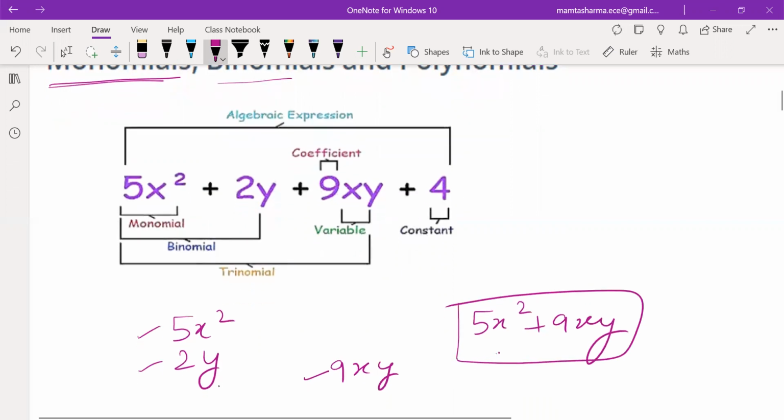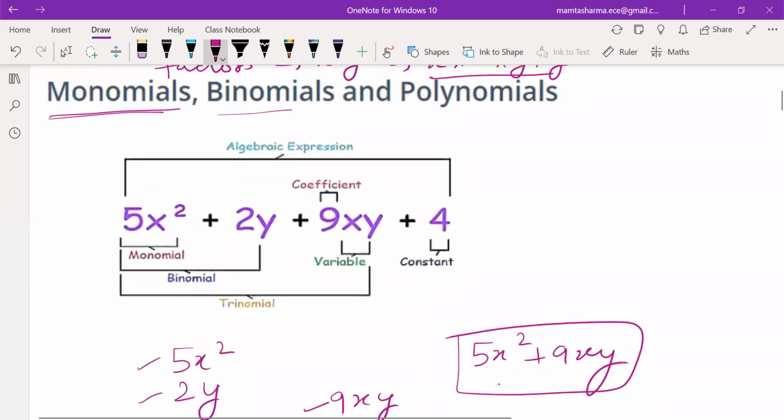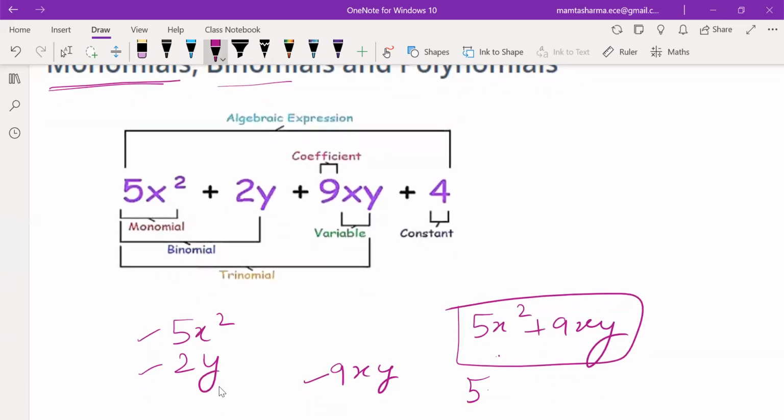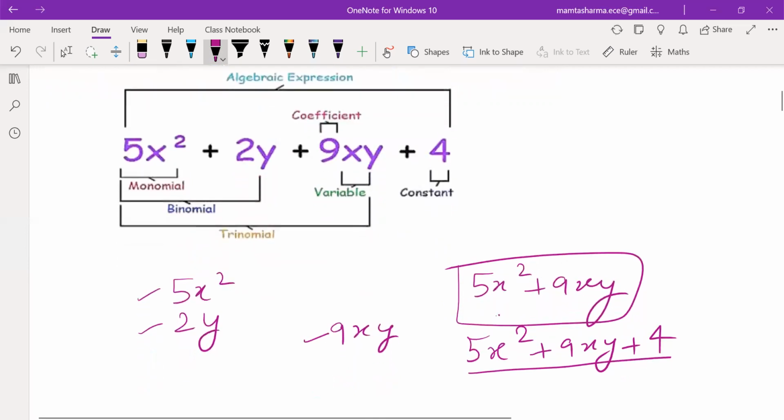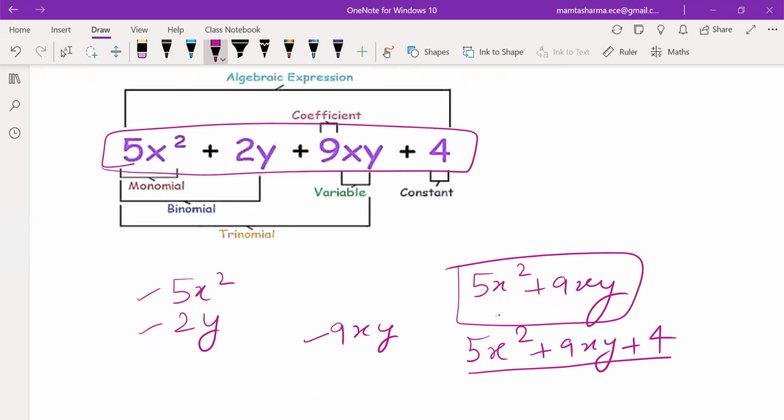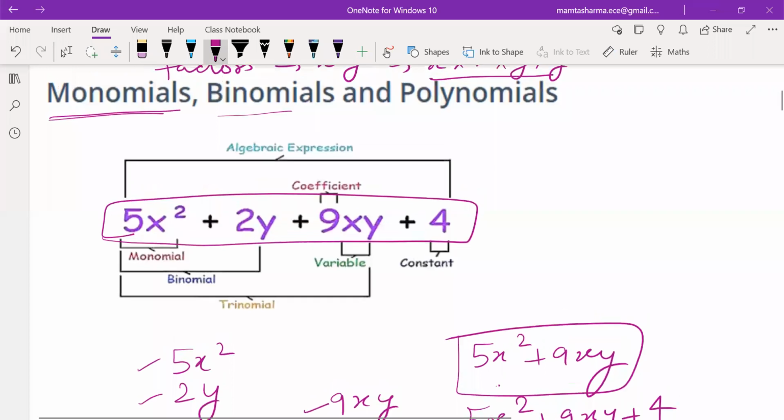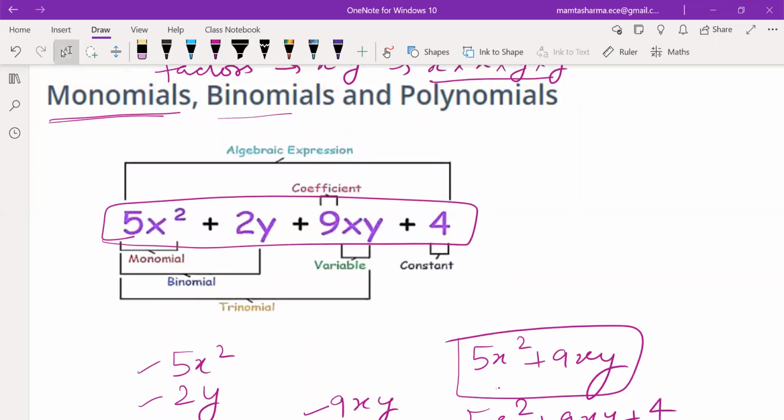Polynomial. Ma'am, trinomial also, no, ma'am? Yes, trinomial, 3 terms, and more terms is polynomial. If my expression is this, it means this is a trinomial. And more than three terms, here you could see there are 4 terms. Ma'am, monomial, binomial, and trinomial can also be called polynomial, no? Yes. They are also polynomial.